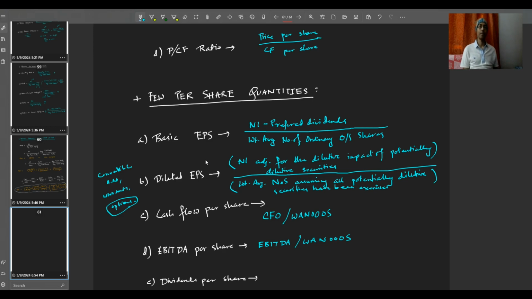Dividends per share. Dividends per share is common dividends declared divided by the weighted average number of ordinary outstanding shares.